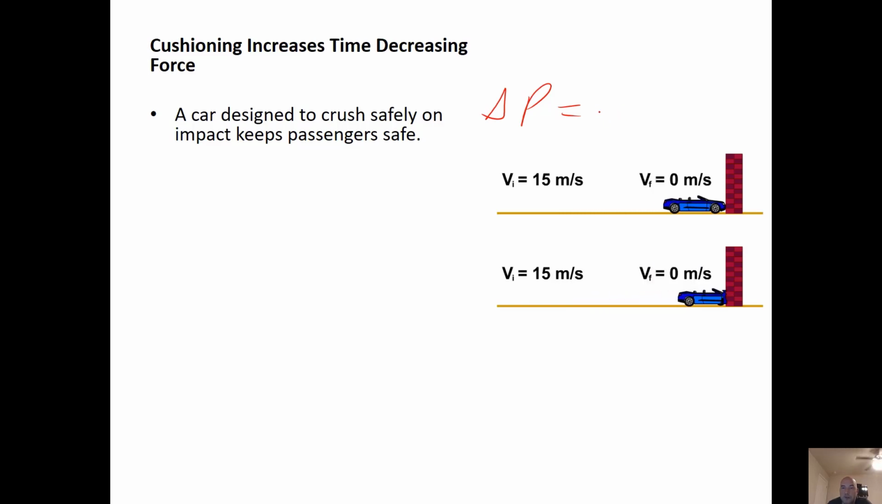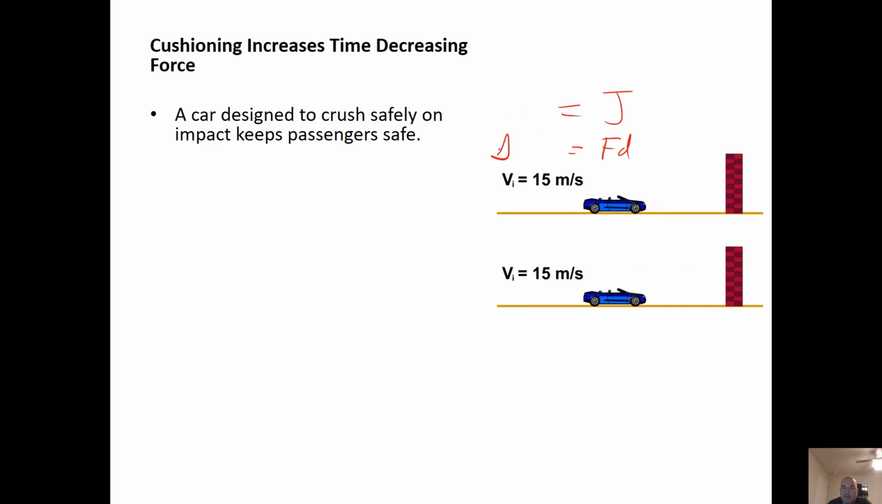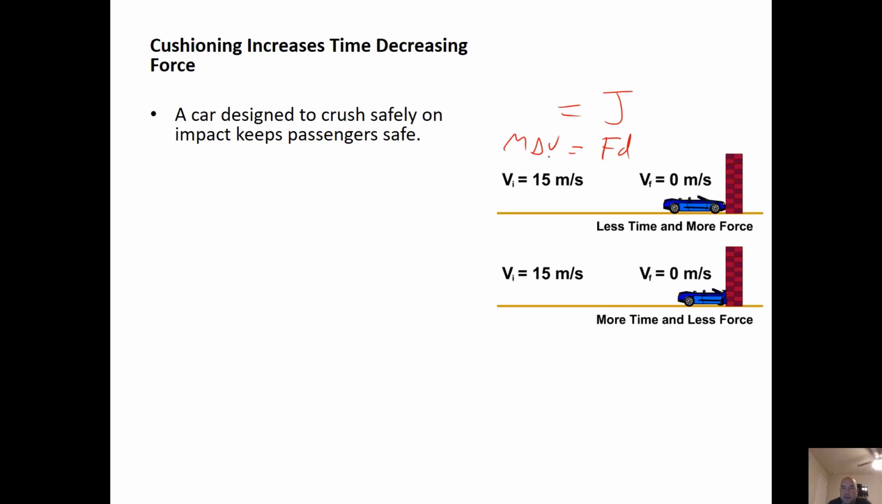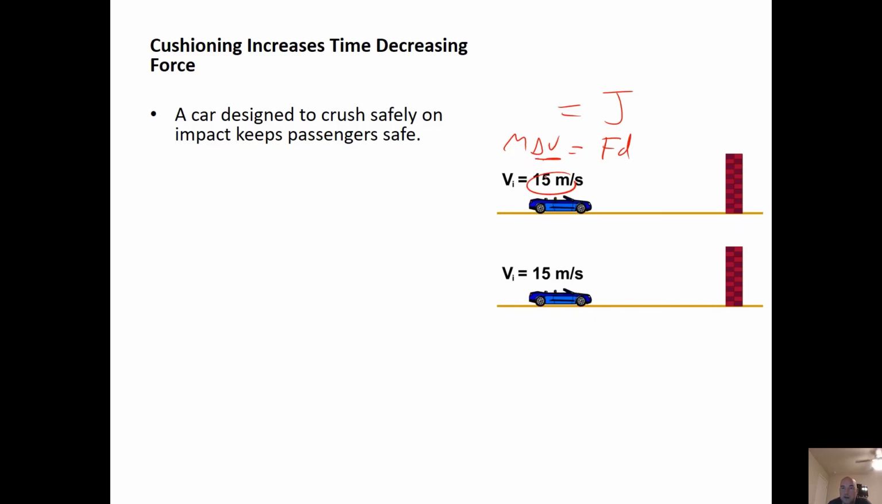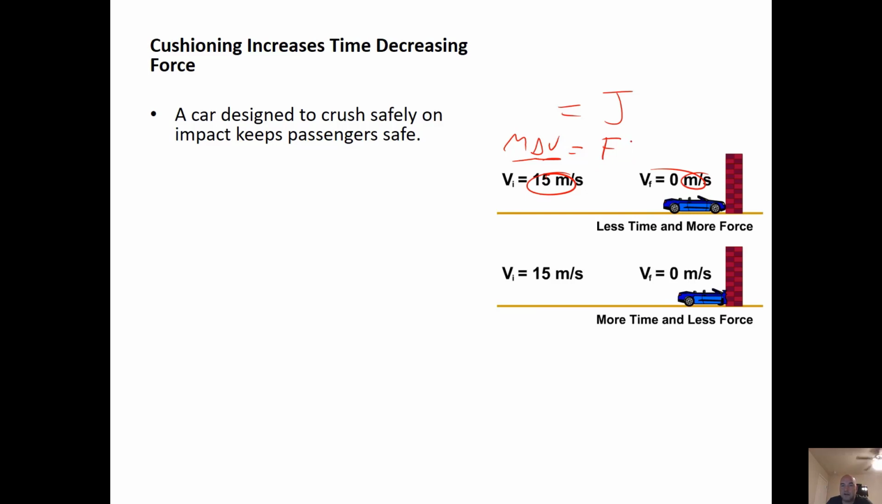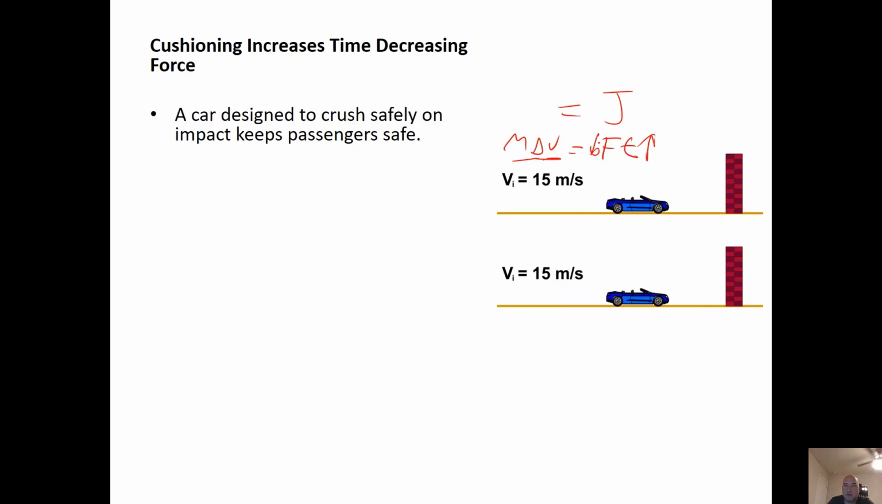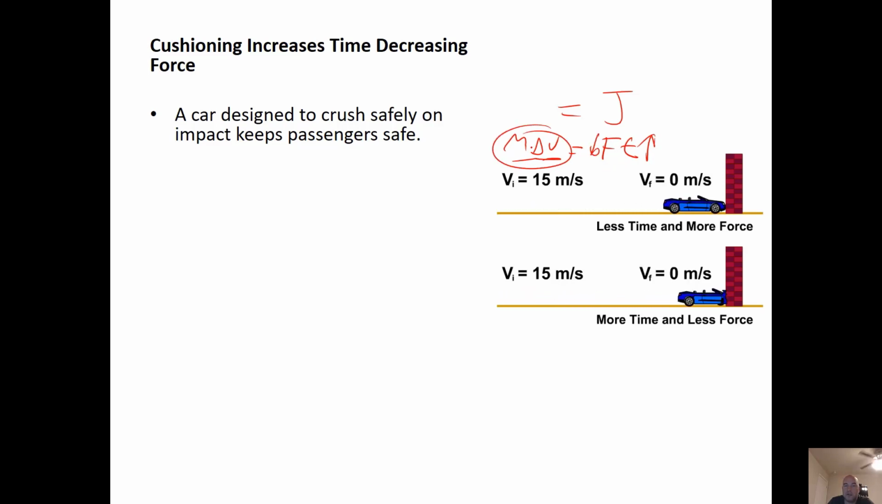The impulse is going to be the same because the impulse is equal to change in momentum. So what you're going to have to do is break this down. The mass and velocity and change in velocity are going to be the same. The change in velocity is from 15 to 0. The mass is the same. If I can go ahead, that's not distance, that should be time. If I can increase the amount of time, that's going to therefore decrease the amount of force, because this is going to be unchanged.